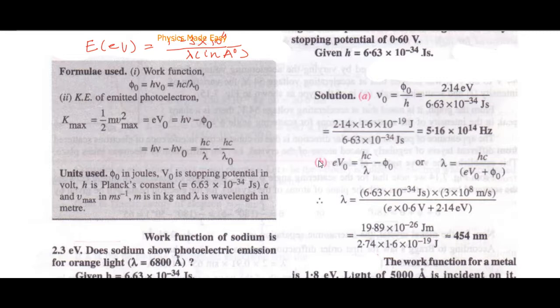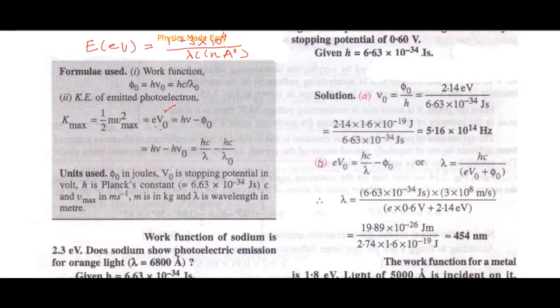Maximum kinetic energy is given by the formula in mechanics, half m v max square. Another formula we write in terms of stopping potential. V naught here is stopping potential. e V naught is equal to h nu minus phi naught. V naught is the negative potential required to stop even the fastest moving electron from reaching the anode.